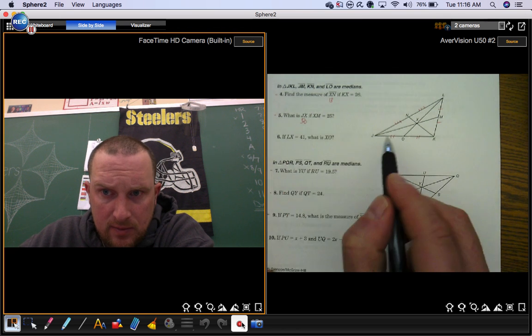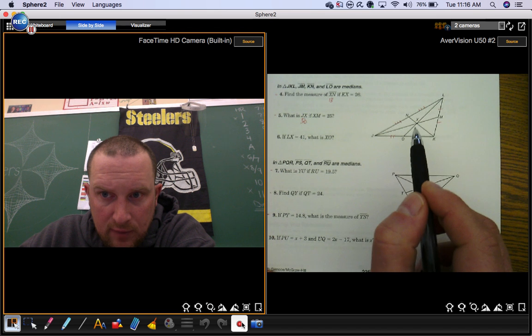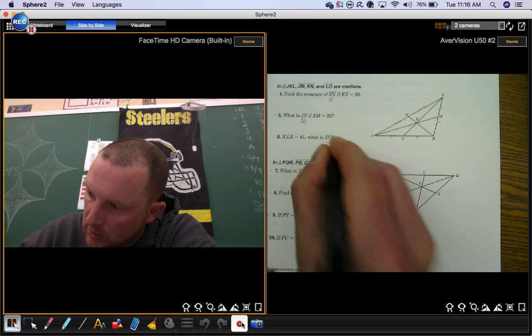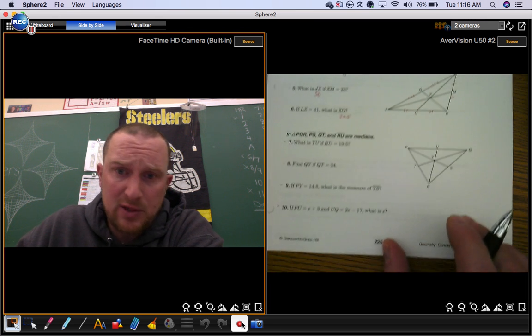Number 6. L to X. If that's 41, how far is it from X to O? Well, it would be half as big. So just divide by 2 and get 20.5. Just because you get a decimal doesn't mean you're wrong.